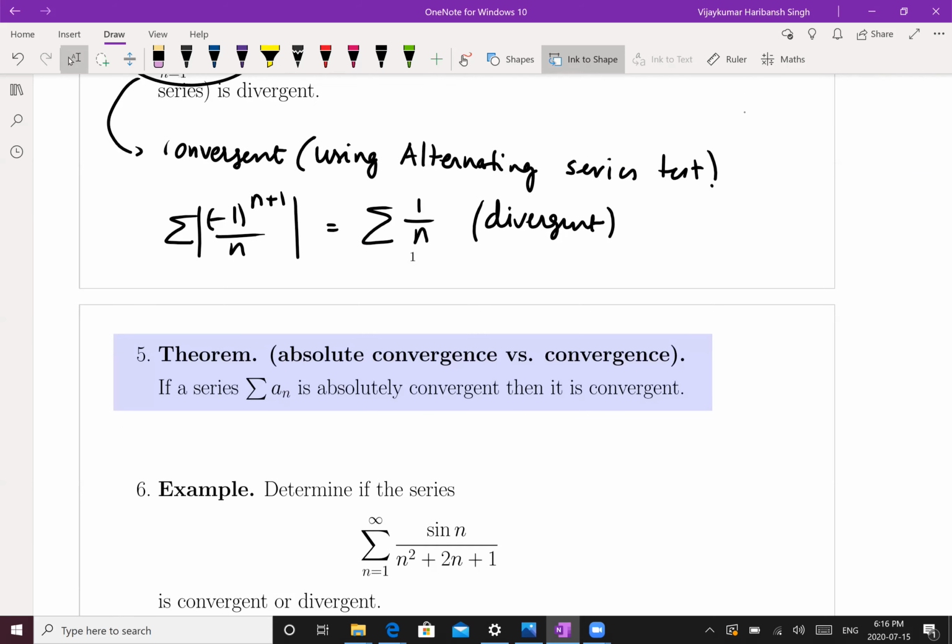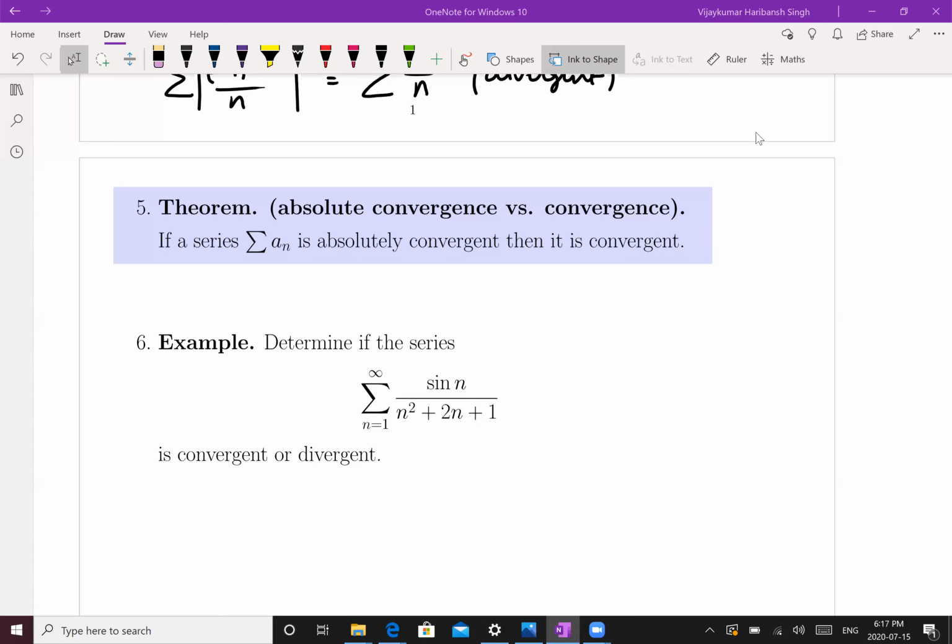So we have the following result: if summation a_n is absolutely convergent, then it's convergent. So absolute convergence implies convergence. And let's see how this is going to help us in this series.